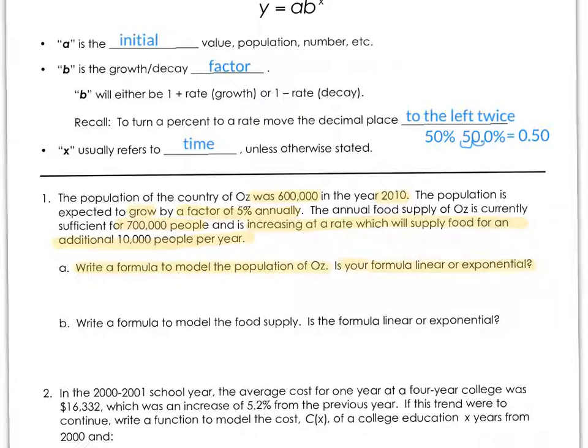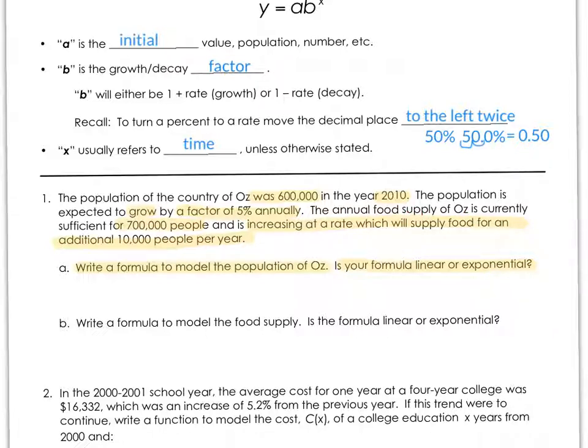is linear or exponential. Well, if I'm looking at the population of Oz and it has an amount that it started at, the 600,000 in 2010, and then it said that it's expected to grow by a factor of 5%. Whenever I see that factor and the 5%, that tells me that it is an exponential because it has this rate here. This is going to be multiplied. And we need to write the equation for it.